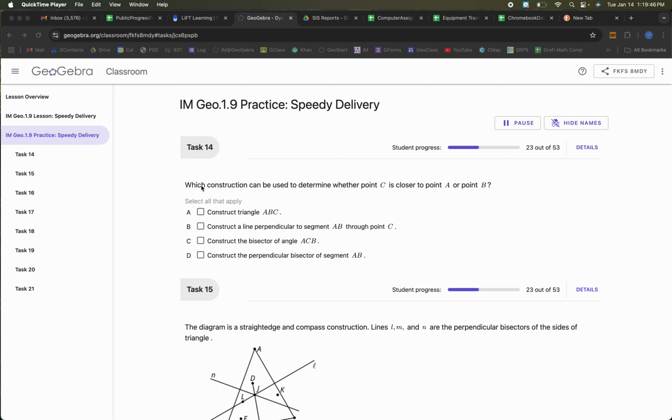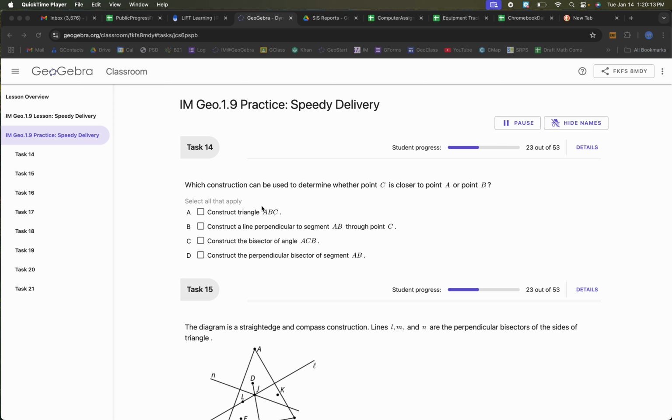Okay, so which construction can be used to determine whether point C is closer to point A or point B? Now, notice that we don't really have a diagram here, so you just have to imagine it in your mind. So you have 2 points, A and B, and then a third point, C, and it could be anywhere. So the question is, how do you figure out whether it's closer to A or B?